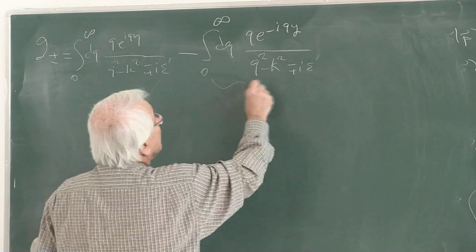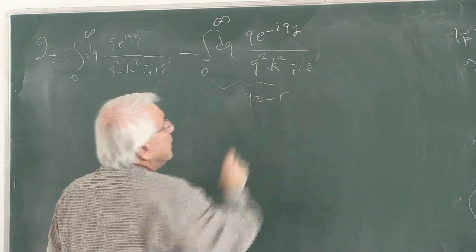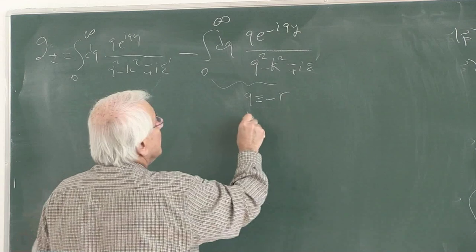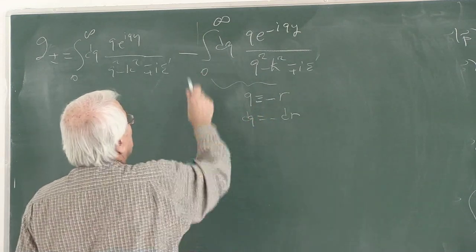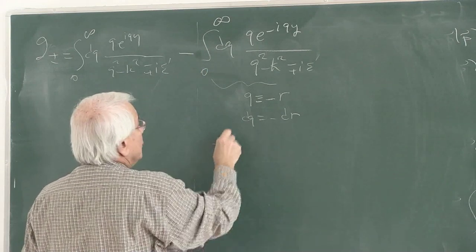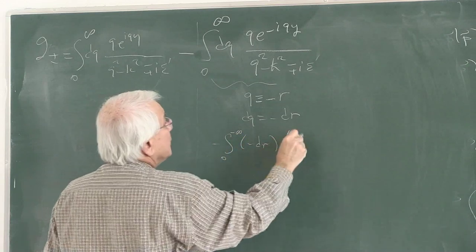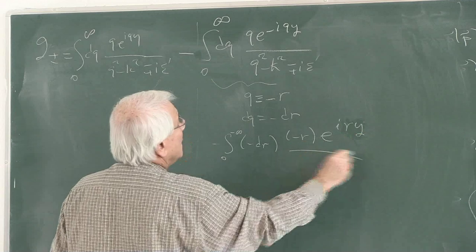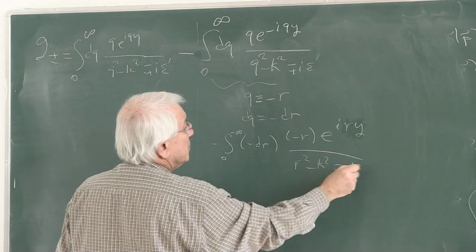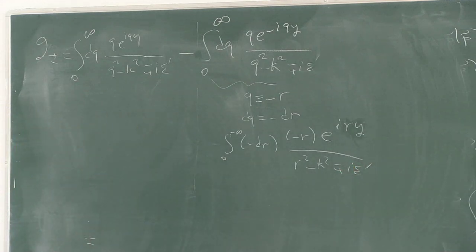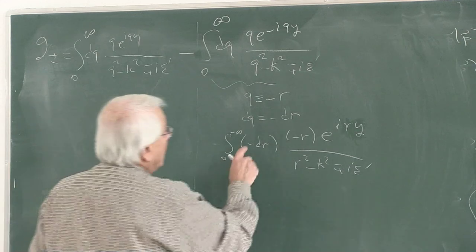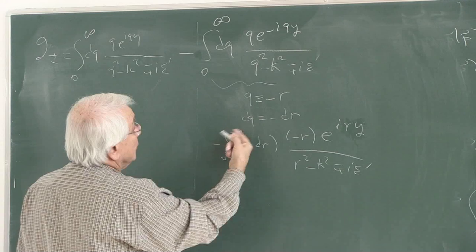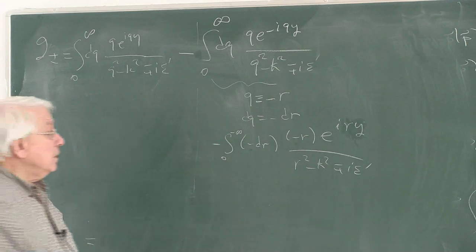Here, let me do the following. Define Q equals, say, minus r. I change a variable. I call minus Q as the r. So dQ is minus dr. So look at the minus sign apart. So what do I have? 0 to minus infinity, minus dr, minus r e to the plus I r y, divided by r squared minus k squared minus plus I epsilon. So it is a change of variable, where I replace Q with minus r. Minus and minus is plus, but there is an overall minus sign in here, right? So if I change this, then that minus is gone.